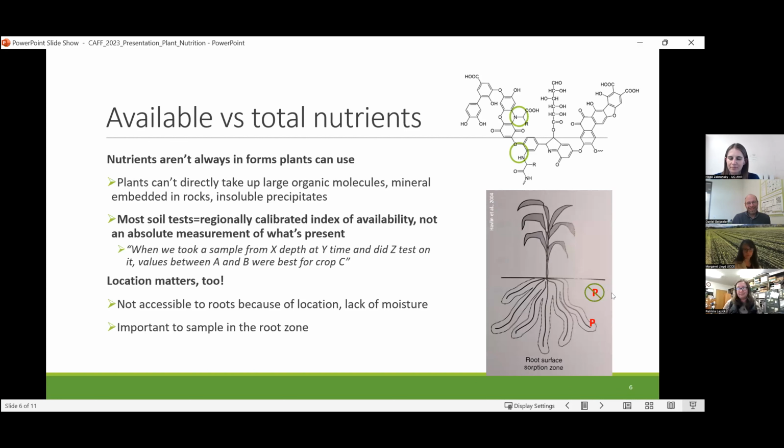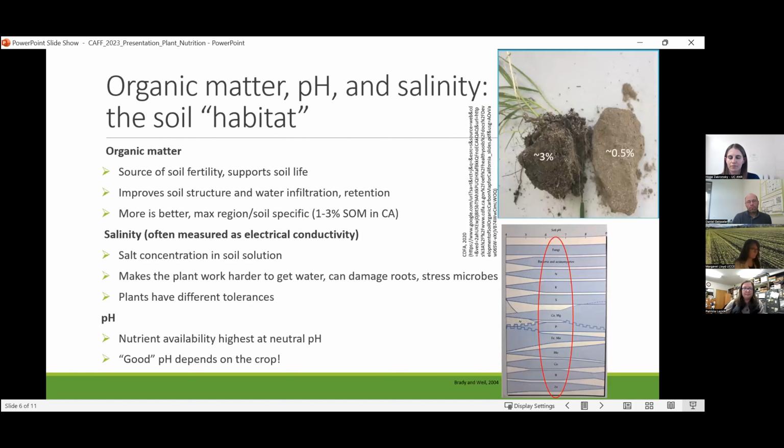Even if the nutrient is in a form that might otherwise be available, if the roots can't reach it because it's, say, way on the shoulder of a bed where it's very dry and the roots don't go, it's not going to be available to the plant, because how is it going to get to it? So this really underlines the importance of sampling in the root zone in order to use that number.